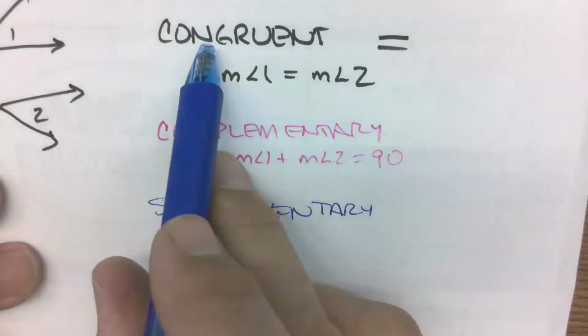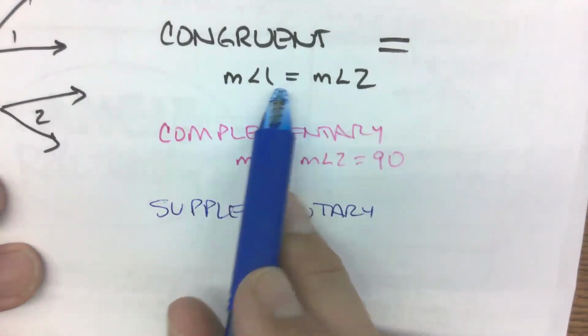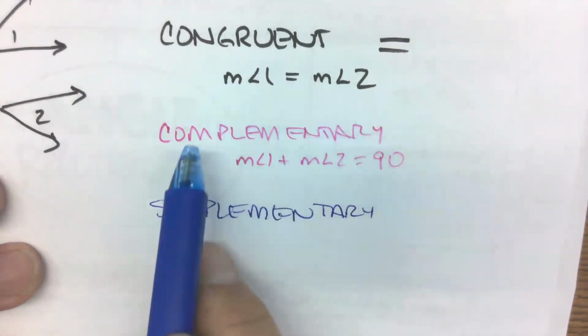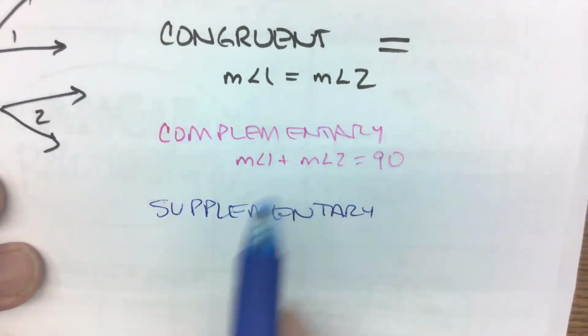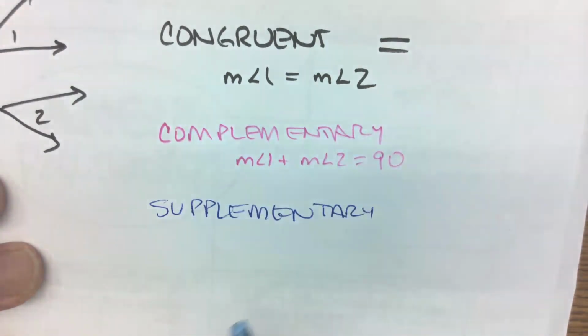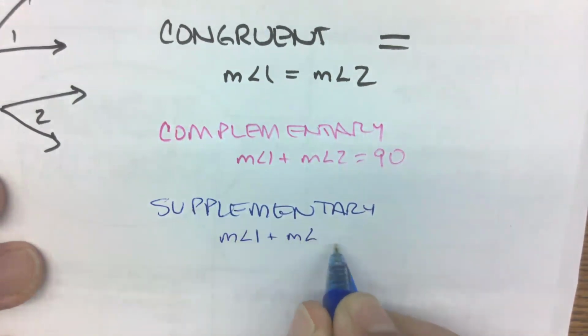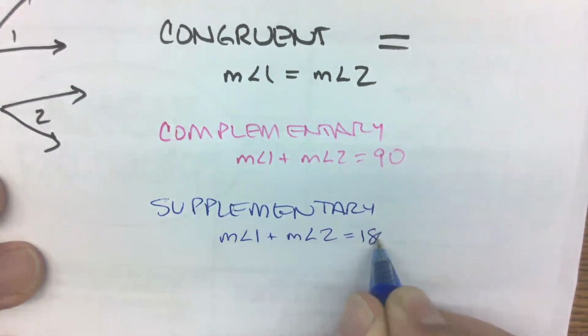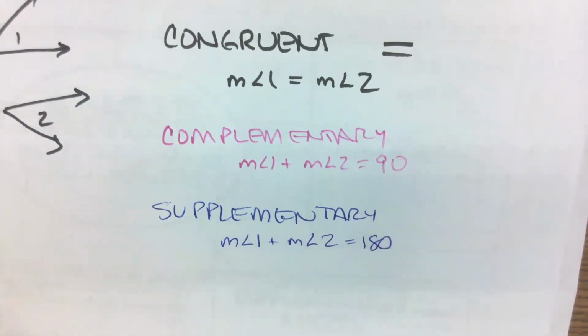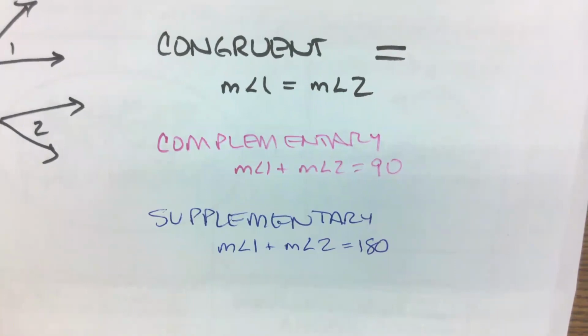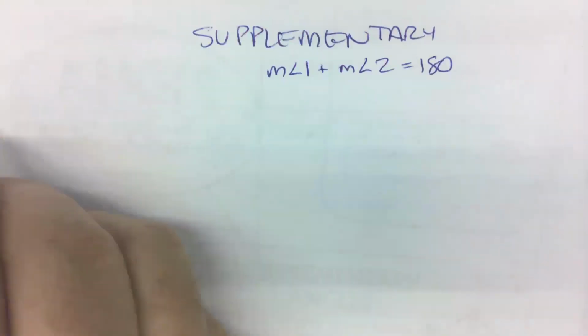So again, what we're saying is that if we're told they're congruent, we have measure 1 equals measure 2. If we're told they're complementary, we know they add up to 90. If we're told they're supplementary, that means they add up to 180. Now, let's take a look at an example of this.